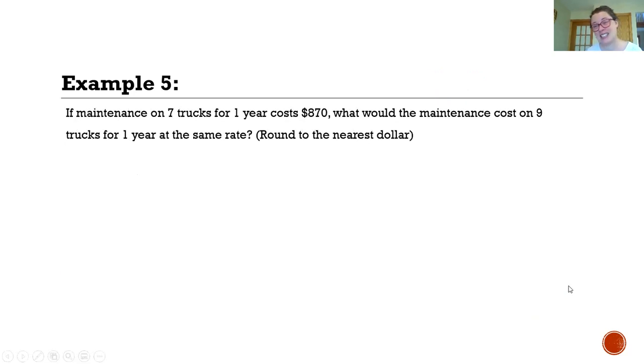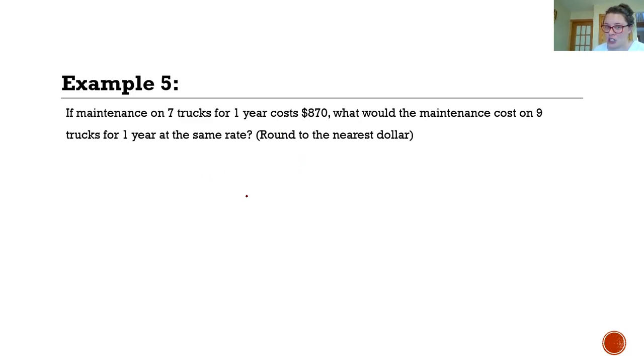The next question is a nice, easy one. I find sometimes the rise run ones are a little bit tricky and it's just more wording. This one is usually pretty straightforward. Maintenance on 7 trucks for a year costs $870. What's it going to cost to maintain 9 trucks? Well, 7 trucks cost us $870. Add more trucks, it should go up. So this is why we call it a direct relationship. One quantity increases, the other increases. We'll look at the opposite example of that later.